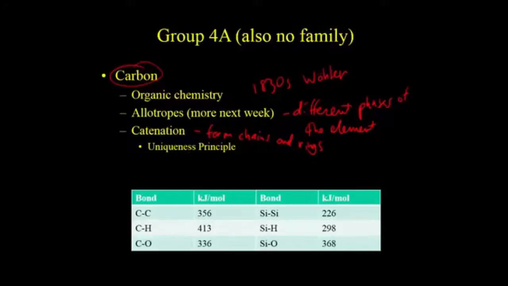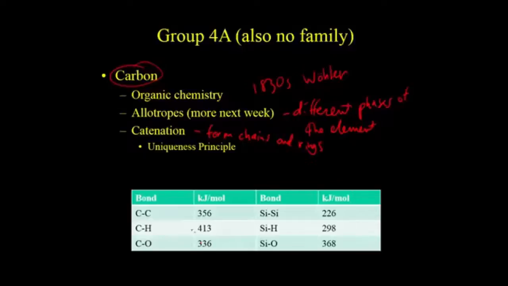It's because of the uniqueness principle, but let's look at thermodynamically why. Let's compare the carbon-carbon bond to the silicon-silicon bond, and we see that the carbon-carbon bond is stronger, which is going to make for a more stable catenation. The carbon-hydrogen bond is stronger than the silicon-hydrogen bond. So with hydrocarbons, we can make more stable compounds than the silanes, the silicon analog. On the other hand, what happens if we react with oxygen, which is of course very prevalent in the air? Well, the silicon-oxygen bond is stronger than the carbon-oxygen bond.